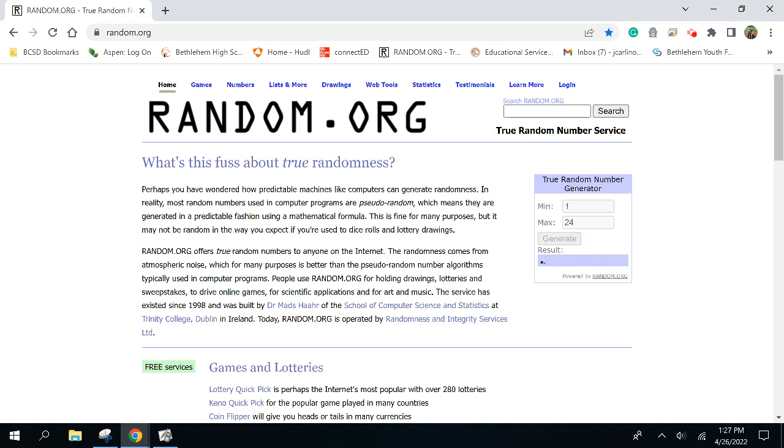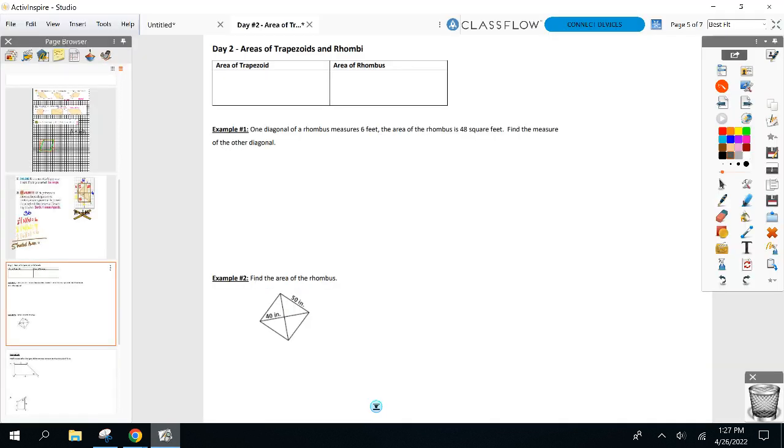Area of a trapezoid. Good. Thank you for telling me what everything means as well. B1 and B2 are your parallel bases that you're adding together, multiplying it by the height of the trapezoid and 1/2. Good. Good start. How about a rhombus now?